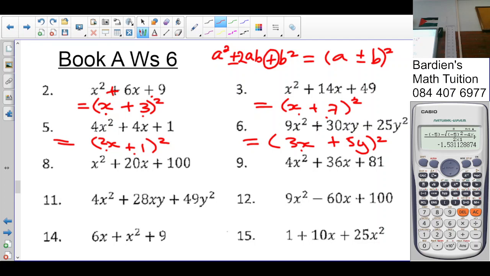Let's look at the next one. Square root of x squared? Square root of 100? Plus or minus? Let's check for the middle term. X times 10? Times 2? 20.